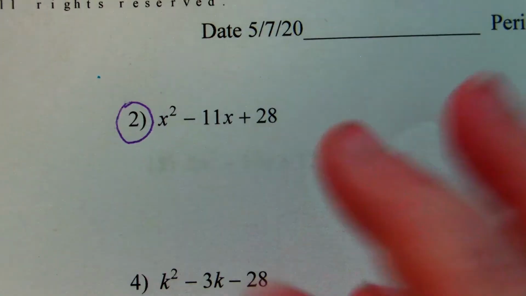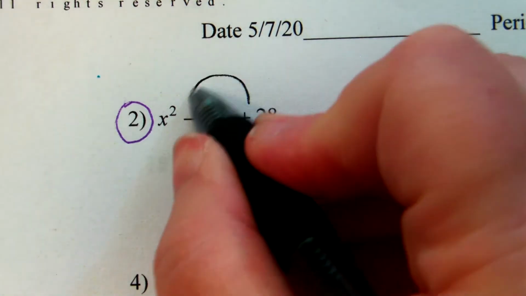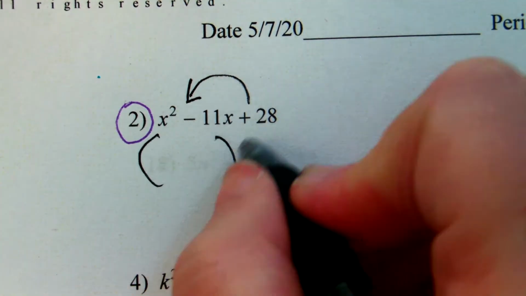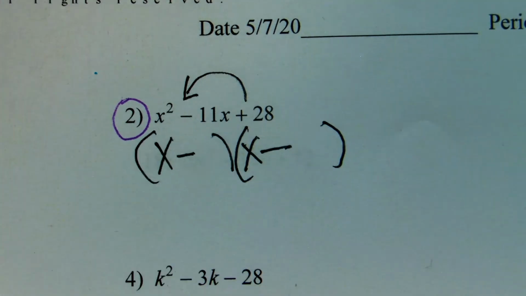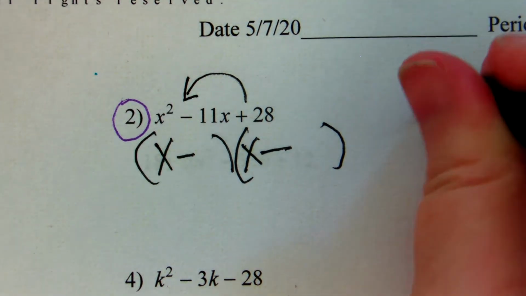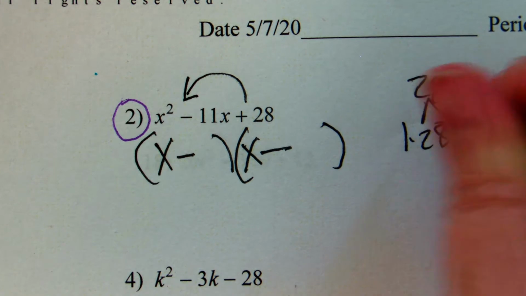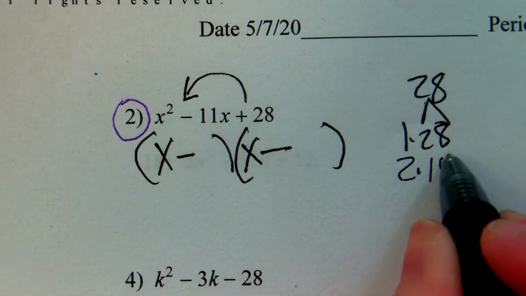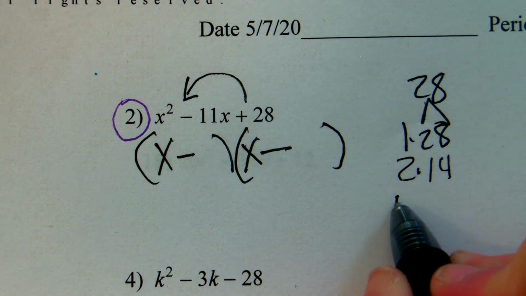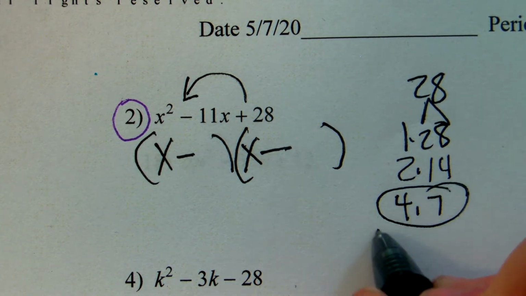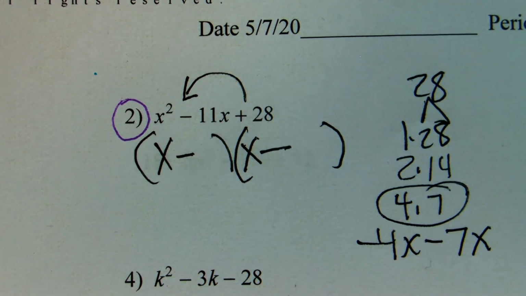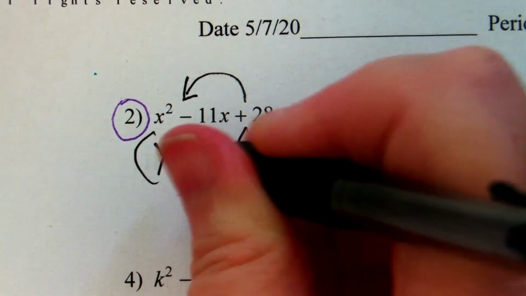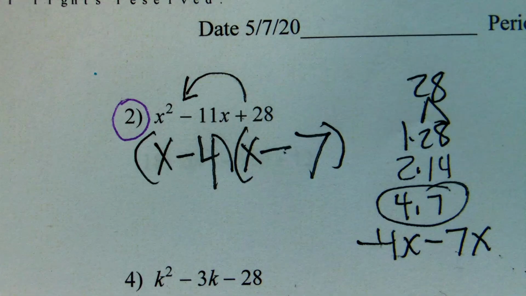So on the next one, there's a plus here, so they're both going to be the same as this. They're both going to be minus, both negative. But we're still going to be adding to get 11. So 28 is 1 times 28, 2 times 14, 4 times 7. There it is. Negative 4x minus 7x is negative 11x. So 4 and 7. And negative times negative gives us positive. And that's all you do.